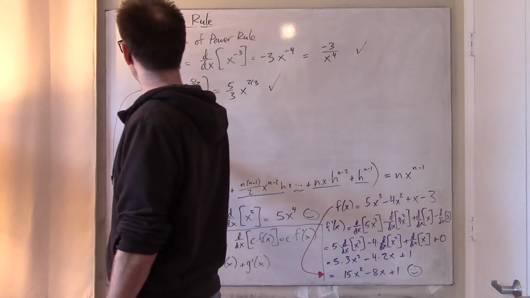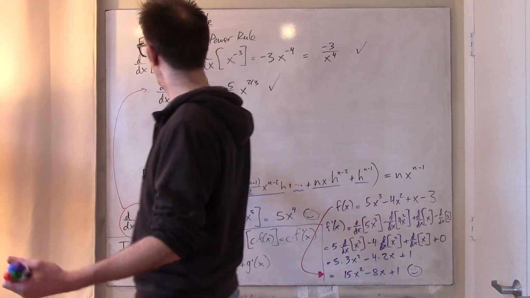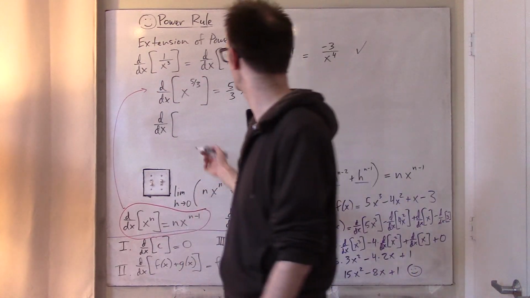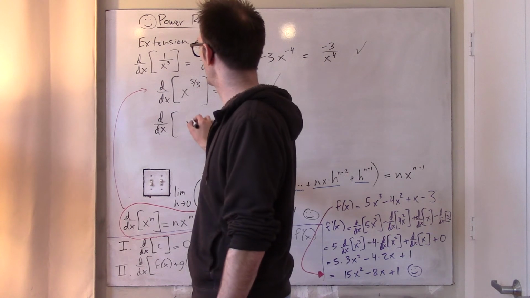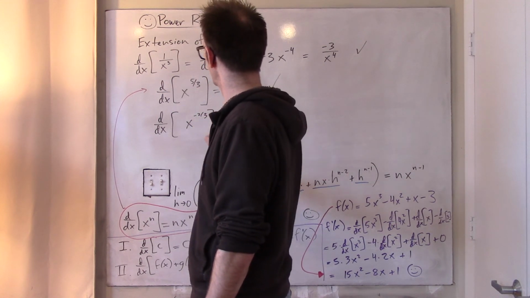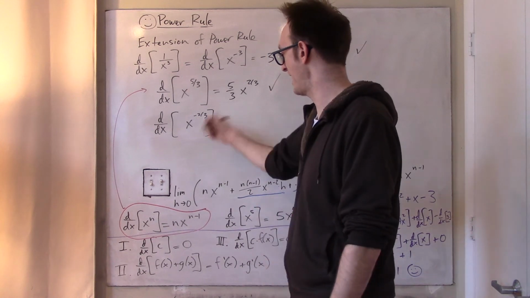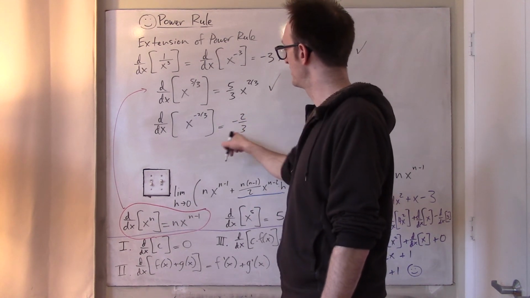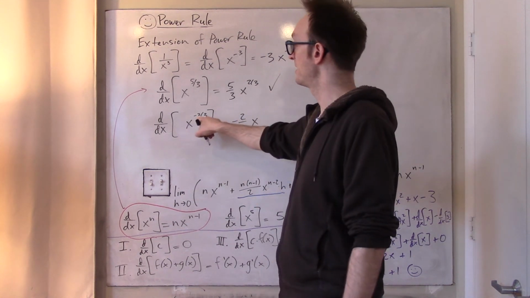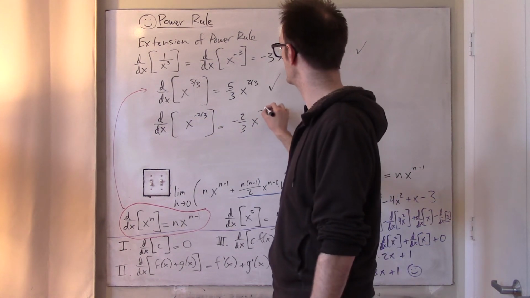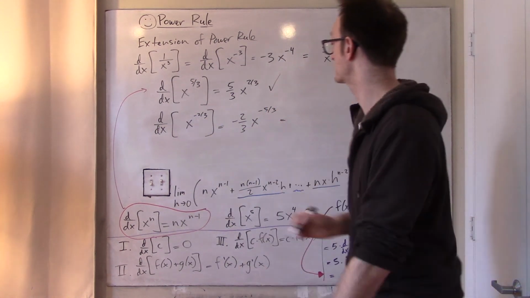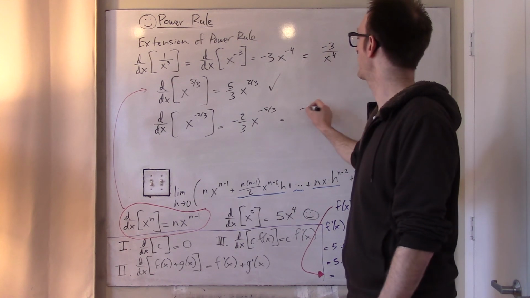And you can basically do all sorts of combinations of this. You can even differentiate x to the negative 2/3, and if you do that, what do you get? Well, again, the rule just works. Negative 2/3 x to the, now you subtract 1 from the exponent. You always go down a power, so it's negative 2/3 x to the negative 5/3.